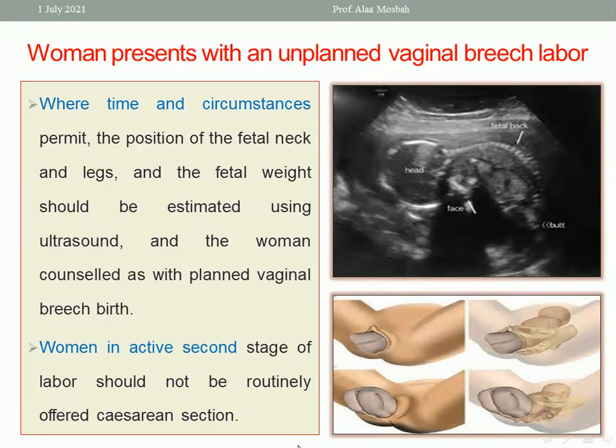Where time and the circumstances permit, the position of the fetal neck and the legs and the fetal weight should be estimated using ultrasound, and the woman counselled as with planned vaginal breech birth. Women in active second stage of labor shouldn't be routinely offered cesarean section. If the woman is in second stage, don't do cesarean section as a routine, because you can do vaginal delivery so long as there is no risk.